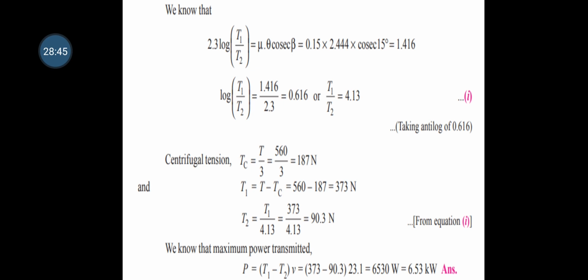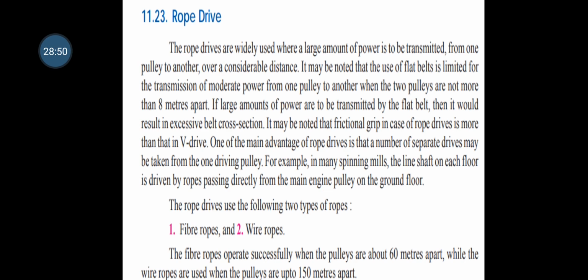And move on to the next concept of rope drives. The rope drives are widely used where a large amount of power is to be transmitted from one pulley to another over a considerable distance. It may be noted that the use of flat belts is limited to transmission of moderate power from one pulley to another when the two pulleys are not more than 8 meters apart. If a large amount of power is to be transmitted by the flat belt, it would result in excessive belt cross section. It may be noted that the frictional grip in the case of rope drive is more than in the V drive.